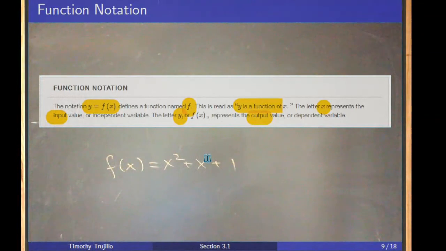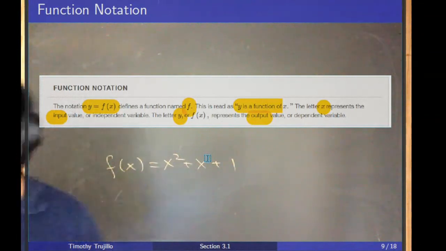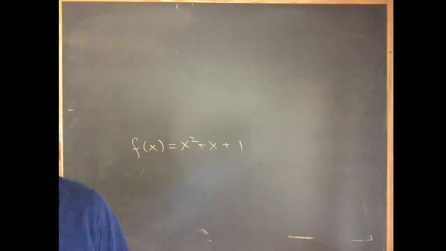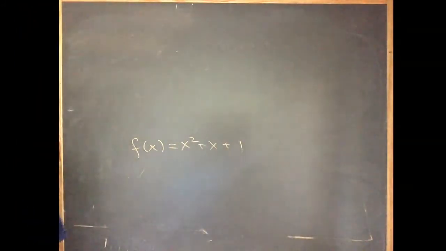So we have to be pretty familiar with this notation because the further sections that we look at have a lot of questions or a lot of stuff that depends on being able to evaluate a function. So let's go through and do some examples like you might see in Affinity.